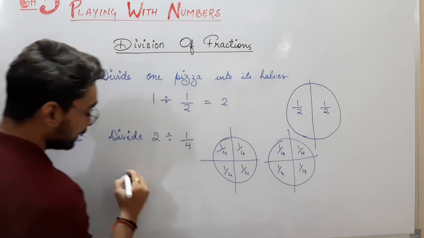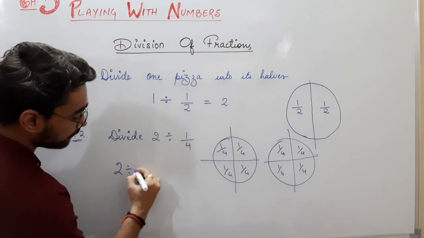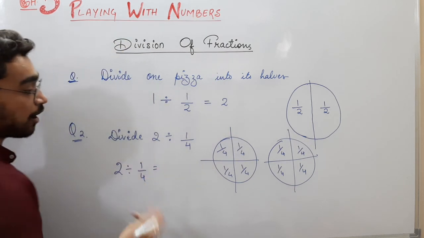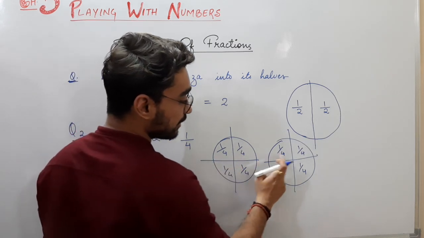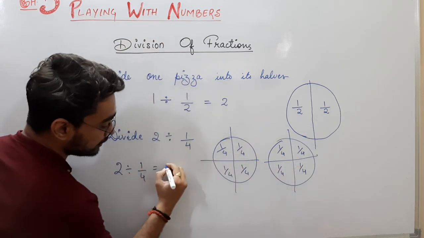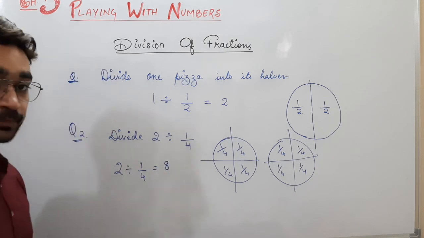If I am checking, 2 divided by 1 by 4 gives how much? How many parts am I getting? 1, 2, 3, 4, 5, 6, 7, 8. It's actually coming as 8 parts.